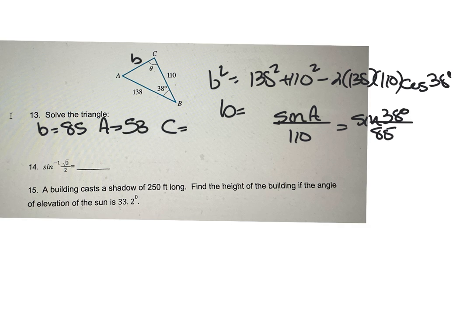I'm going to do everything even, so let's go 53 degrees. And if that's 53 degrees, I can subtract 180 minus the 53 minus the 38 that's inside and get 89 degrees for C. And there you have it.